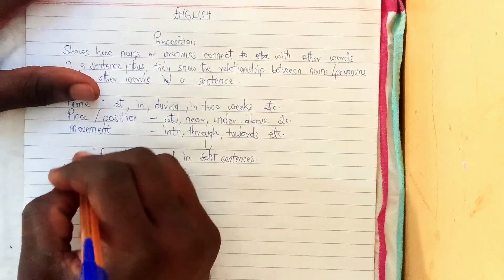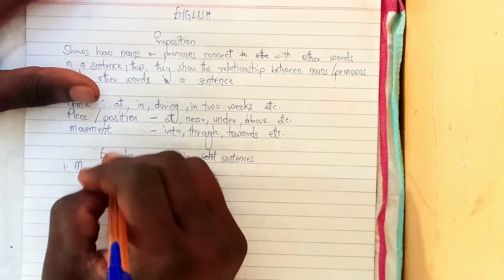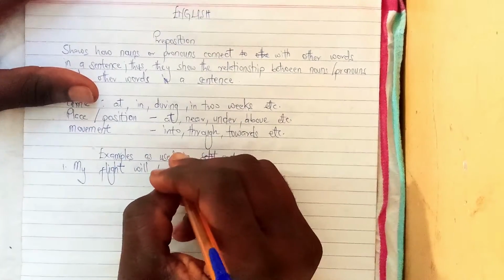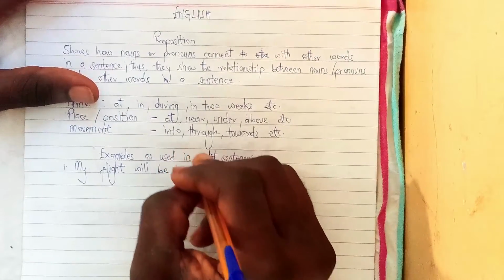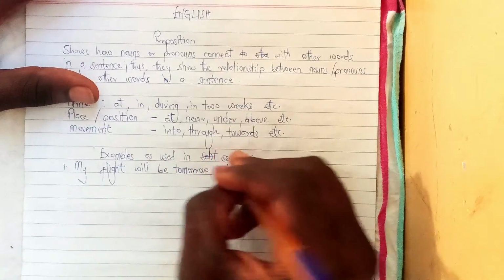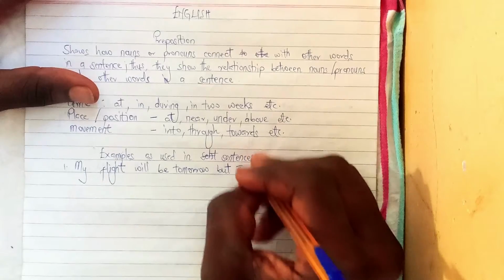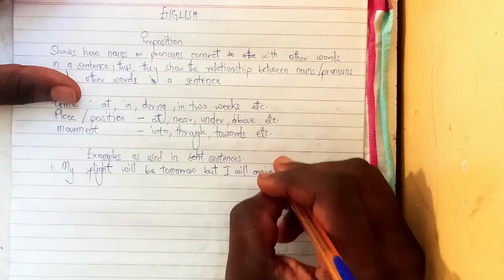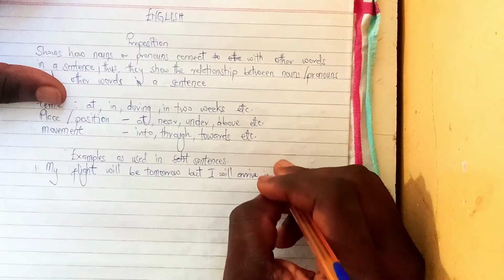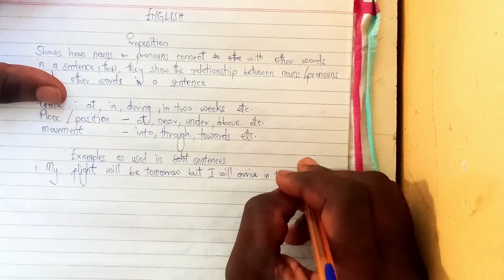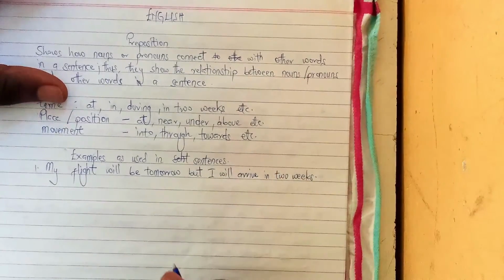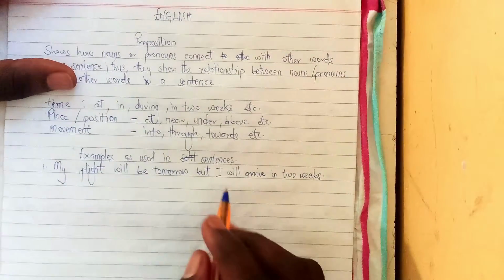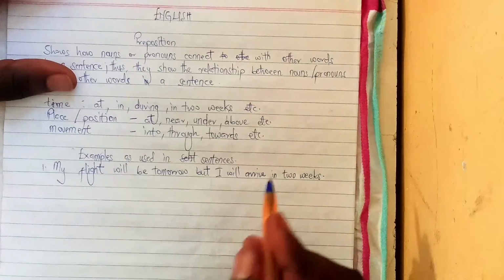Example 1. My flight will be tomorrow, but I will arrive in 2 weeks. Great. So my flight will be tomorrow, but I will arrive in 2 weeks.